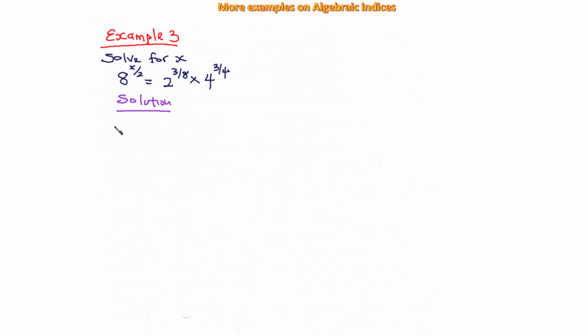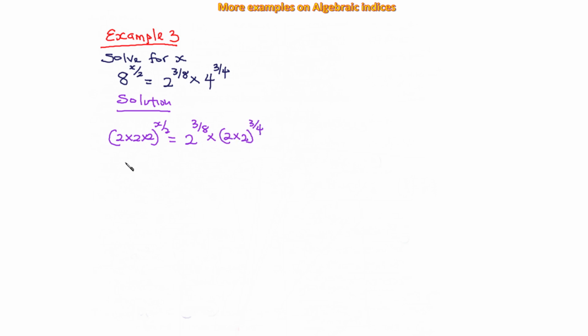Now, this is what? 8 raised to power x over 2. Now, I will advise you to find the lowest common factor. Find the factors of 8 in its lowest common factor. Now, factors of 8 will be what? 2 times 2 times 2 raised to power x over 2 is equal to 2 raised to power 3 over 8 times, this will be 2 times 2, that's 4, raised to power 3 over 4.